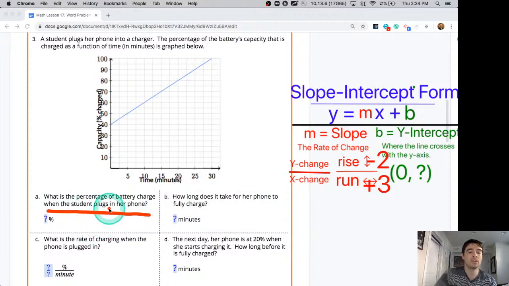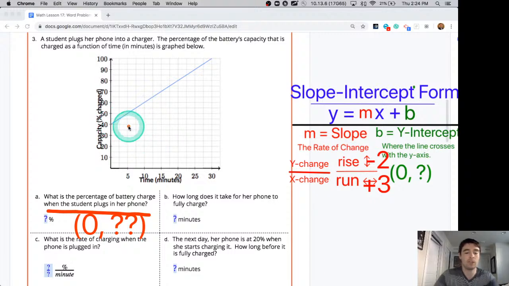And if they're saying when the student plugs in her phone, that means after she's been charging the phone for 0 minutes. This is really asking us about the y-intercept. They're really saying, hey, at the beginning, at the 0 minute mark, when she plugs in her phone, how much charged is it? This is going to be represented by the y-intercept. Here, they're really asking about the y-intercept when they say when she plugs in her phone, how much battery charge did it have?